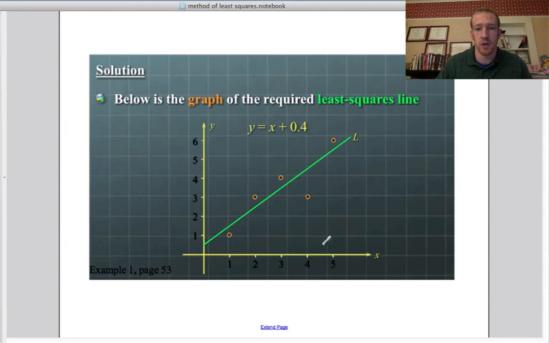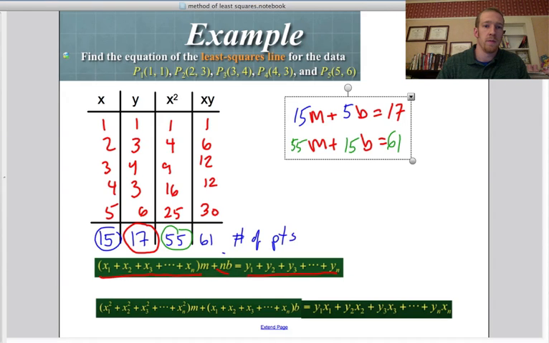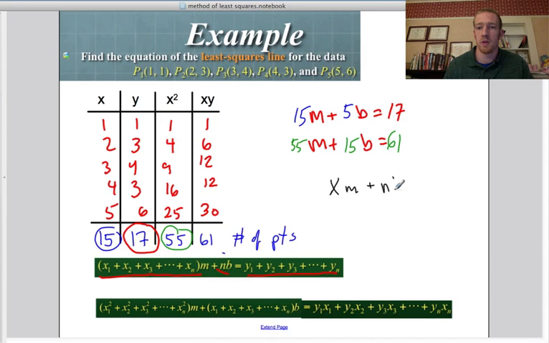So here we go. This is our solution. Now I want you guys to try one. So remember, given the points, you make this table, find the sum of x's, sum of y's, sum of x squared, and sum of xy's. And then all you need is, I'm going to use x's, but these all stand for sums. So the sum of x's times m plus the number of points times b equals the sum of y's. And then the sum of the x squareds times m plus the sum of x's times b equals the sum of the xy's. Alright, so these are all sums.